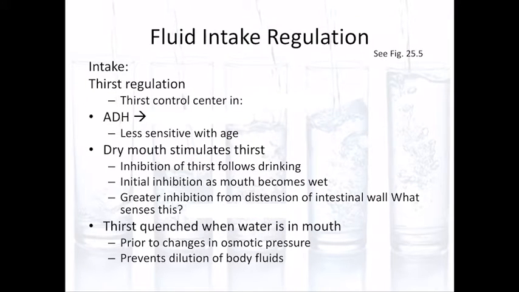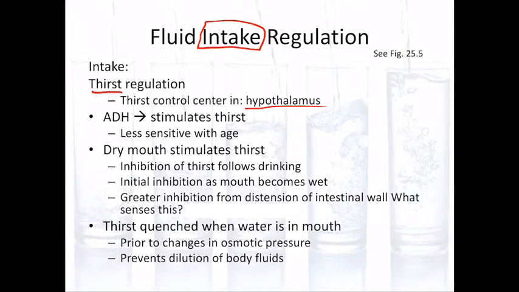So what about regulating how much fluid comes in? Fluid intake is really regulated by our thirst. Thirst is controlled by the hypothalamus in the brain. ADH is a hormone that stimulates thirst, so ADH is very important with that. The sensation of having a dry mouth stimulates thirst as well. As soon as we get water in the mouth, that inhibits our thirst.